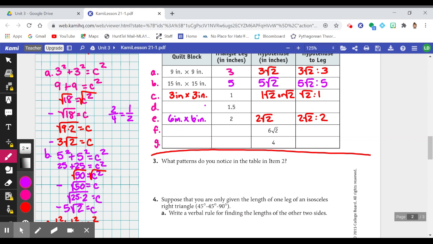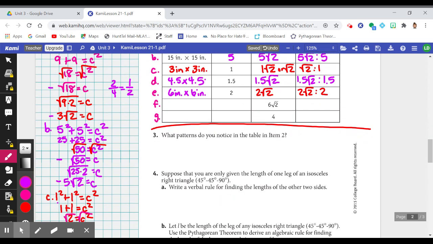So if the length of the leg was 1.5, we're multiplying it by 3 because it's a 3 by 3 square. So it'd be 4.5 by 4.5. And if, for example, the length of the leg was 5, now the hypotenuse is 5 times the square root of 2. If the length of the leg is 1.5, it will be 1.5 times the square root of 2. And so the ratio will be 1.5 times the square root of 2 to 1.5.